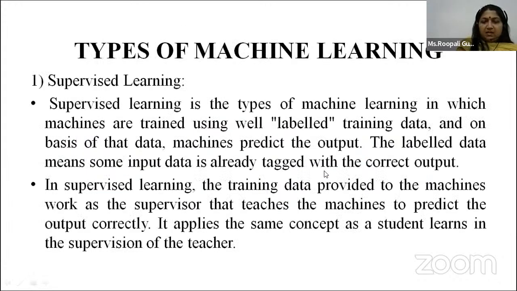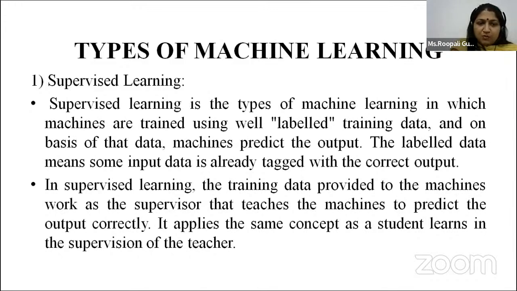Next topic is types of machine learning. In types of machine learning, basically we have three types: supervised, unsupervised, and reinforcement learning. But here we are going to discuss only supervised learning and unsupervised learning. As the name signifies, supervised learning is a type of machine learning, because it is a part of machine learning.